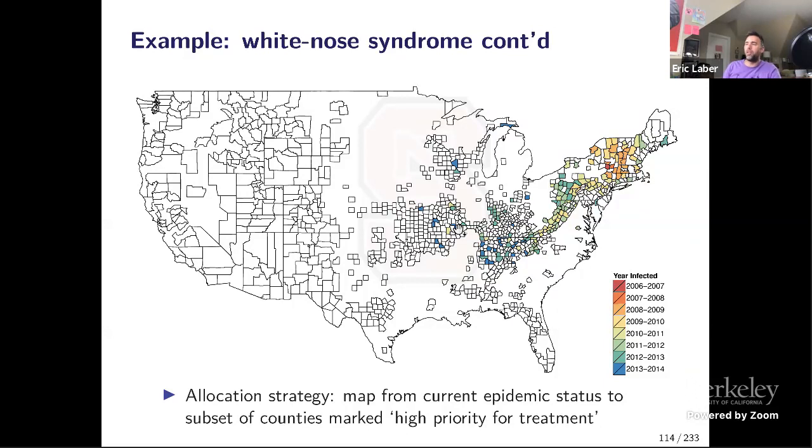Suppose you can pick a subset of 10 of these locations or 20 of these locations and apply an intervention to slow the spread of the disease. Where should you put them? And so this has a lot of interesting components.